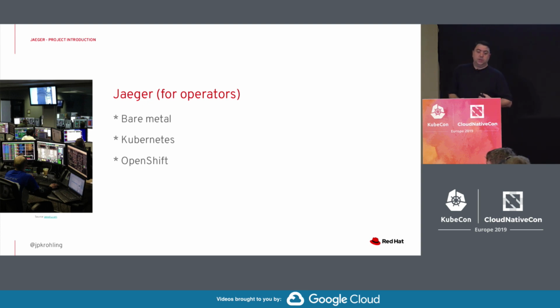You can deploy Jaeger pretty much everywhere. Bare metal, you can deploy it. We have binaries for macOS, for Windows, and of course for Linux. This is KubeCon, so I assume everyone here is running Kubernetes. So you can, of course, run Jaeger on Kubernetes or Kubernetes distributions like OpenShift.